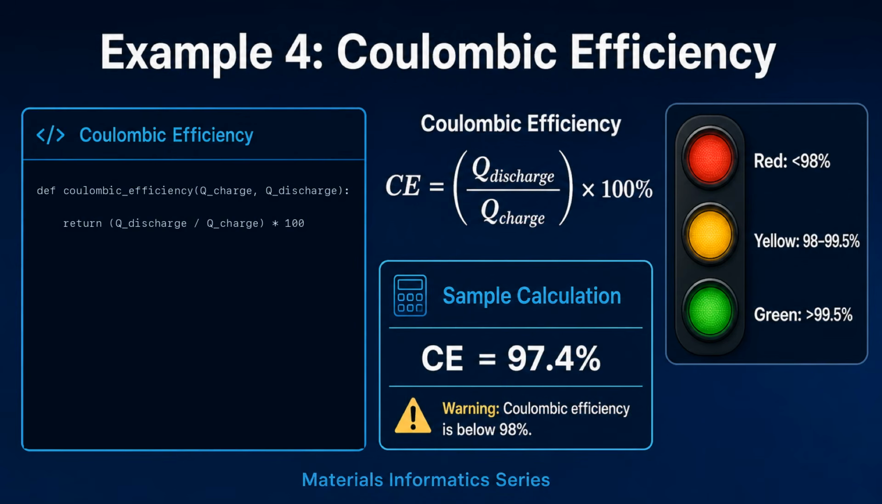Coulombic efficiency measures how much charge is extracted during discharge relative to charge put in during charging. Ideally, this is 100%, but side reactions like SEI formation reduce it. Low values warrant investigation for parasitic reactions. Our function calculates CE and provides diagnostic messages. High CE indicates excellent reversibility, essential for long cycle life.